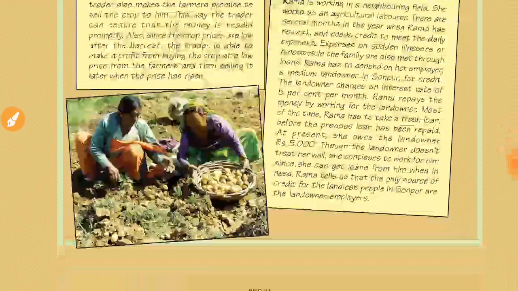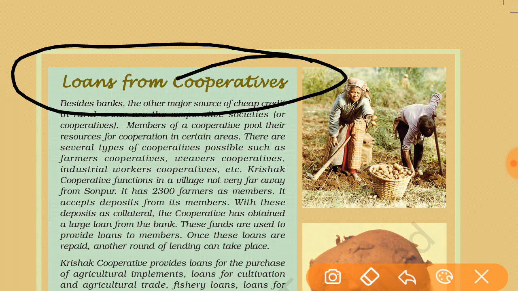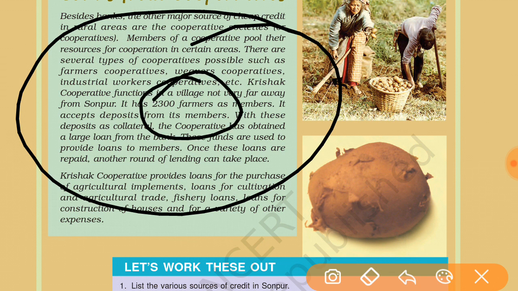Again, besides this, one more source from where we can take a loan is loans from cooperatives. Here an example is given. Krishak cooperative is a cooperative that functions in a village near Sonpur. It has 2,300 farmers as members, and it accepts deposits from its members, and with this deposit as collateral security, the cooperative has obtained a large loan from the bank, and these funds are used to provide loans to members. So here we have 5 sources from where we can borrow money.